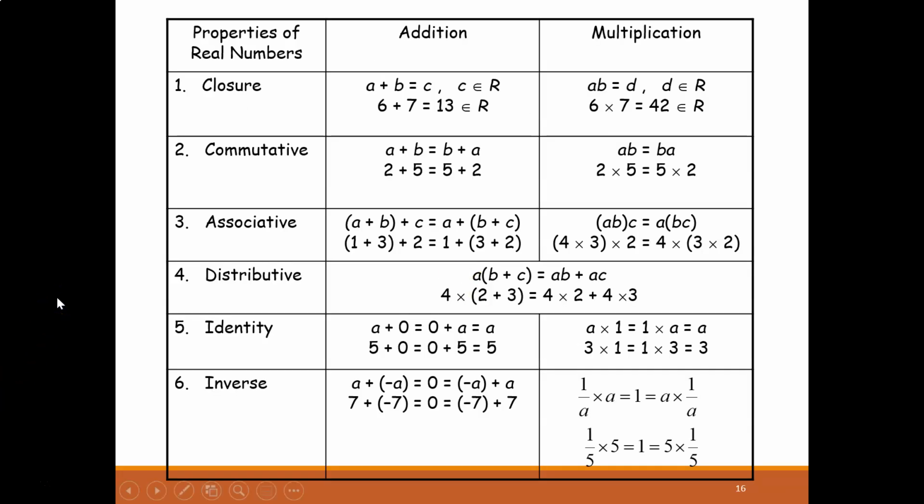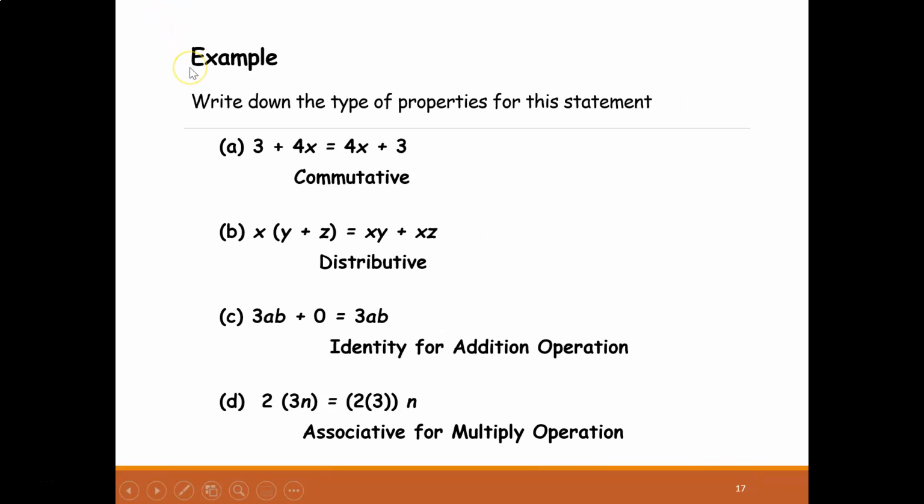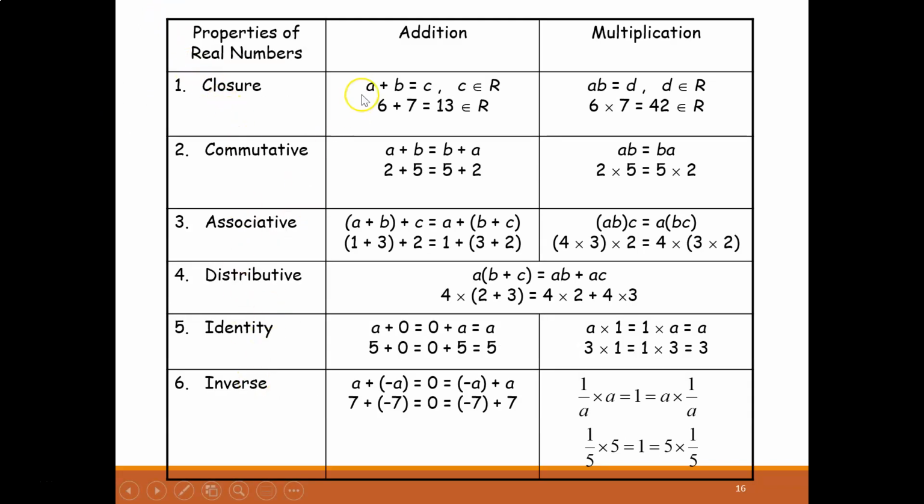So let's see some of the properties of real numbers. We have altogether six properties for addition and multiplication, untuk tambah tolak, and also you have multiplication, untuk yang darab. So the first property is closure. What does it mean by closure? For example, when you have any numbers A and B, A plus B, you will have C, where C is a subset of R, real numbers. Contoh, for example, you have 6 plus 7, you have 13, where 13 is actually a subset of R.